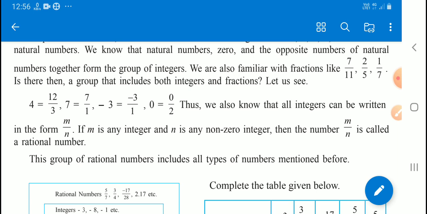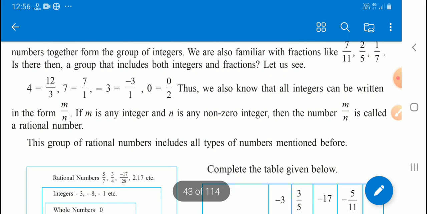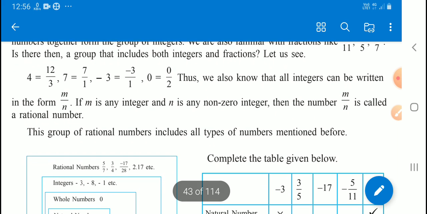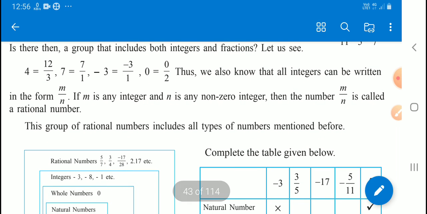Then 7 is 7 upon 1, because 7 is not alone here. 7 is in the numerator place and denominator is 1. So 7 upon 1. Negative 3 means negative 3 upon 1. 0 is equal to 0 upon 2, or any other denominator. Thus, we also know that all integers can be written in the form m upon n, means in the fraction form.